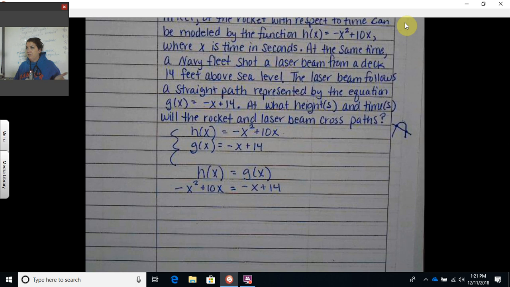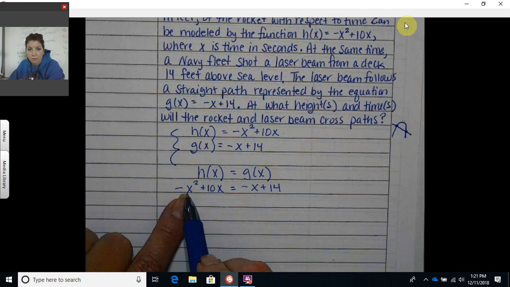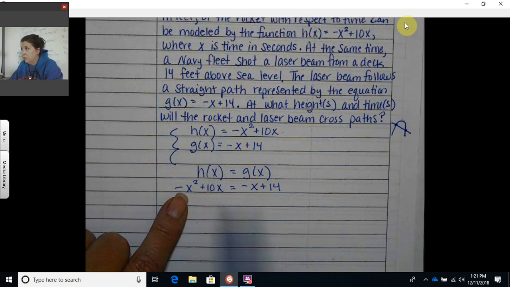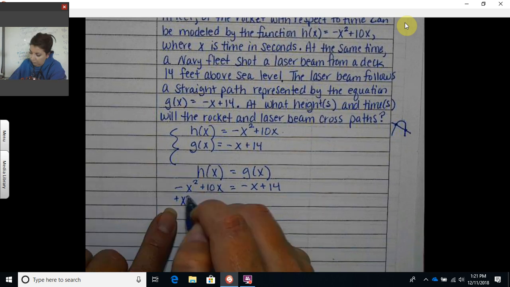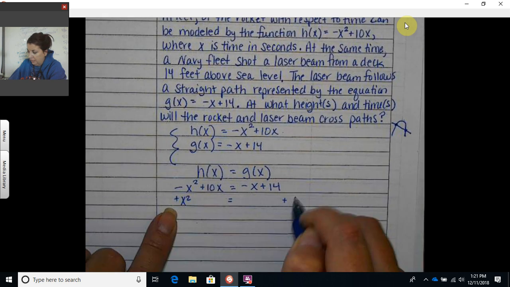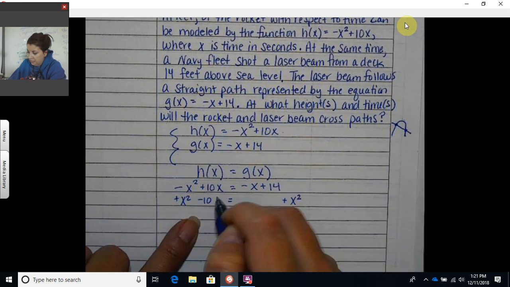Well, I'm going to try to factor first, see if that works. So I need to get it set equal to 0, and I need my term with the leading coefficient to be positive. So I'm going to move everything over to the right so that that will become positive. Is everybody okay with that? All right. And it doesn't have a like term, so I'm going to kind of put it over to the side. And then I'll subtract 10x.